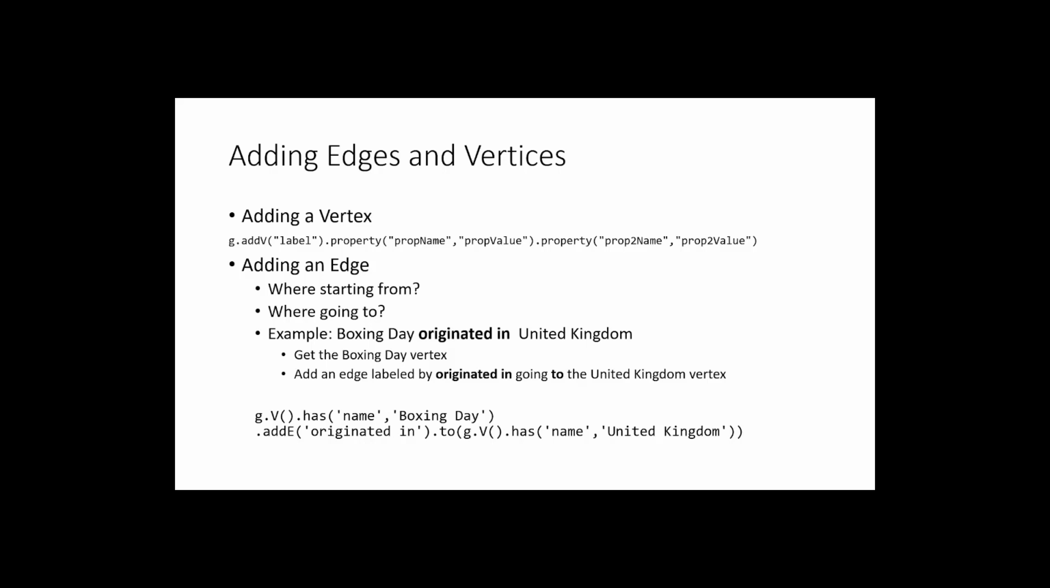So suppose that we have Boxing Day as a vertex that is celebrated by many countries, but we know it originated in the United Kingdom. Let's go ahead and add this edge. So we're going to get the Boxing Day vertex and then add the edge labeled originated and going to the United Kingdom vertex. The relationship arrows matter. So let's switch back to our Azure Data Explorer.